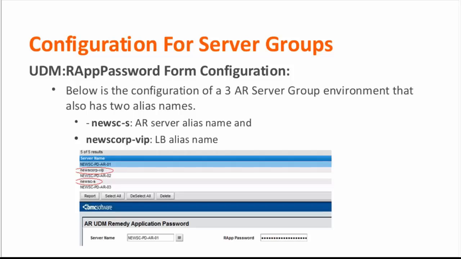Okay, in this example, I've configured a 3 AR server group that has 2 aliases. One alias is for the AR server alias name, the second one is the load balancer alias name, right? So on top of the 3 servers of the server group, I also have my alias names configured here.